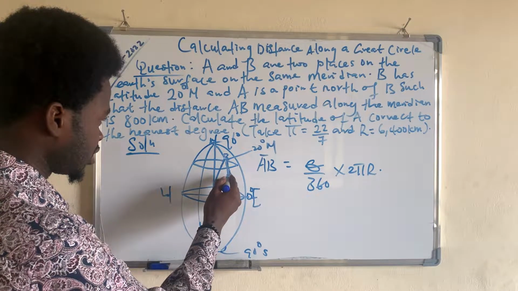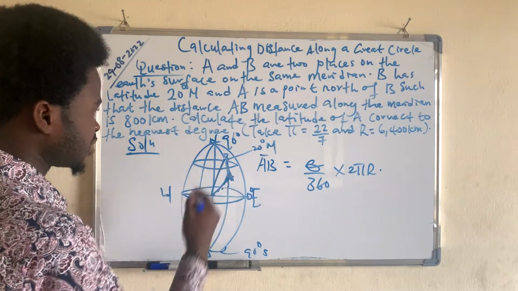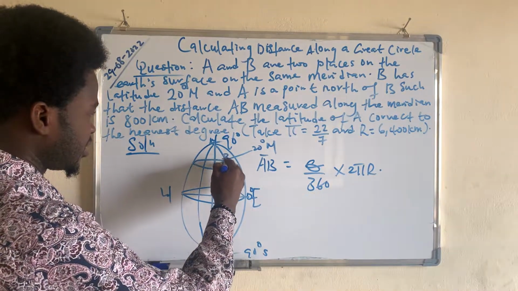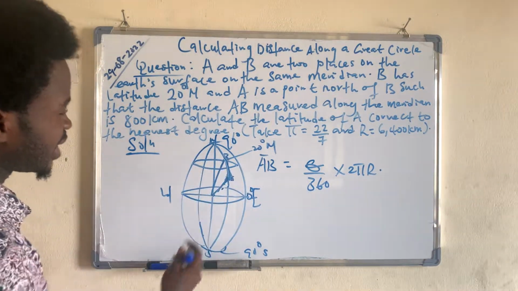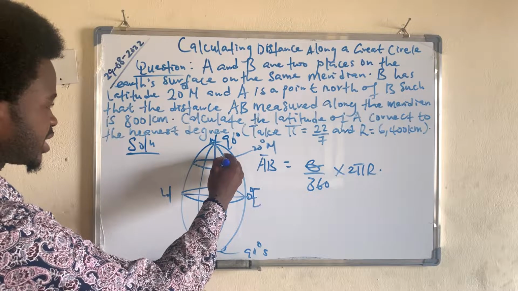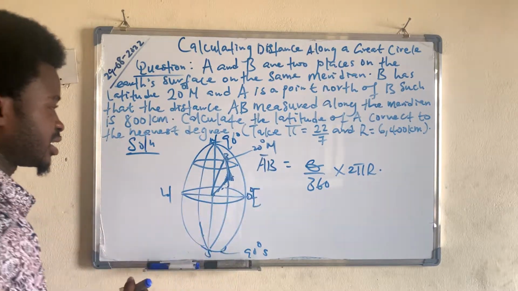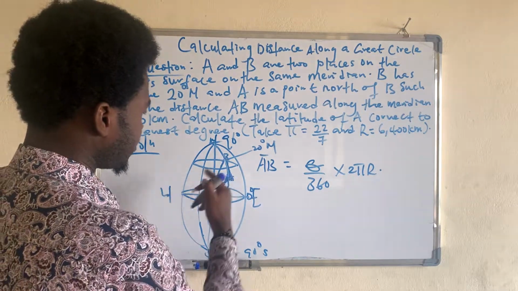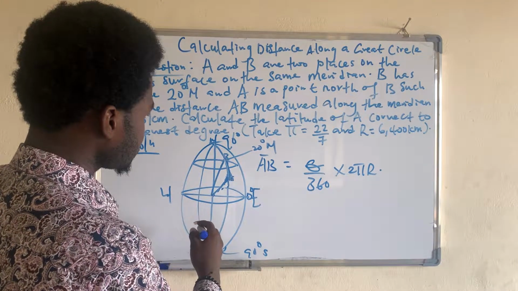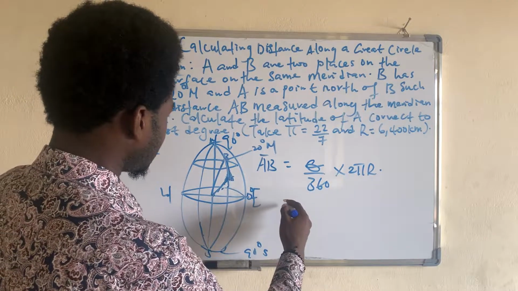That will come this way, create something like this, point A. Then we look at this from this diagram. So I want to know the distance between A and B, the arc length, which is AB. From here we can see that this is what we have.